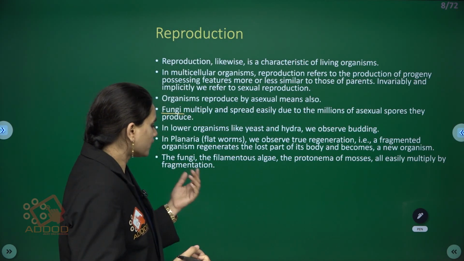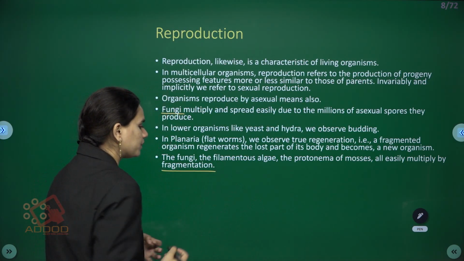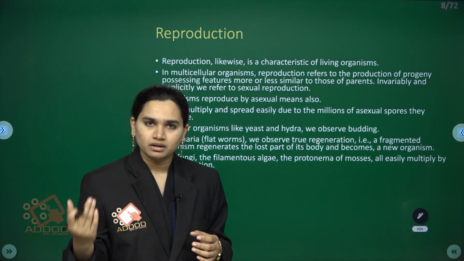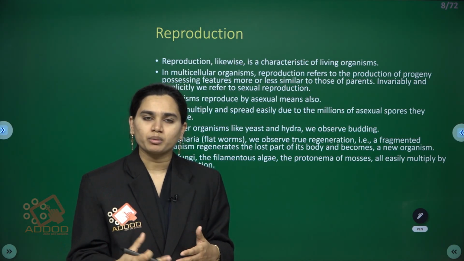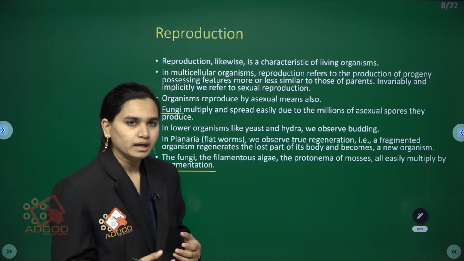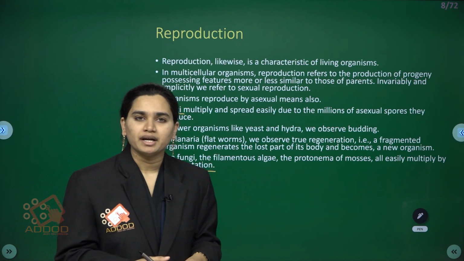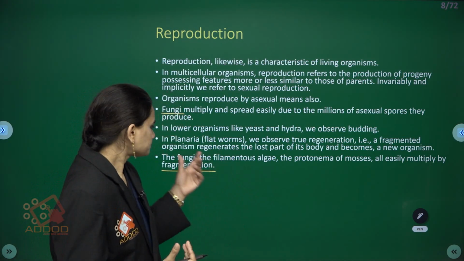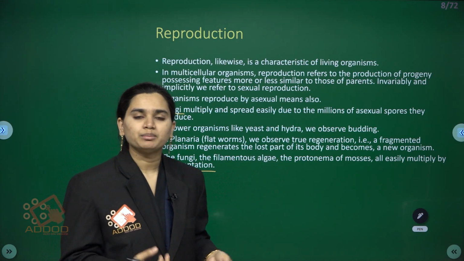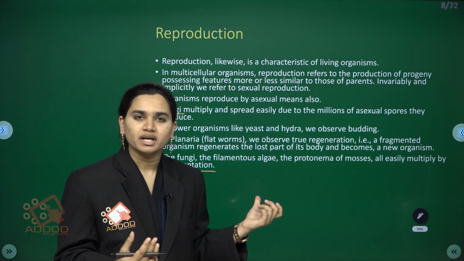Then in the case of fungus, filamentous algae and the protonema of mosses, they again multiply by fragmentation. That is, a small part of their body will be separated from the parent plant, and when it comes in contact with the soil, it results in the formation of a new organism. So these are the different types of asexual reproduction. First was the fungi, multiplying through spores and also through fragmentation. Then the yeast and hydra multiply by budding, and the planaria multiply through regeneration, and fungi, filamentous algae and the protonema of mosses also multiply through fragmentation. All these are different types of asexual reproduction.